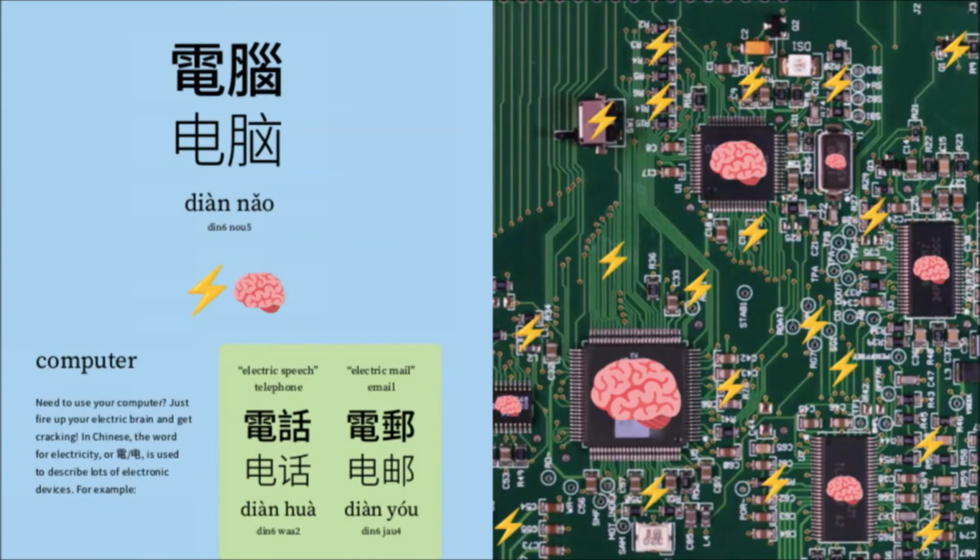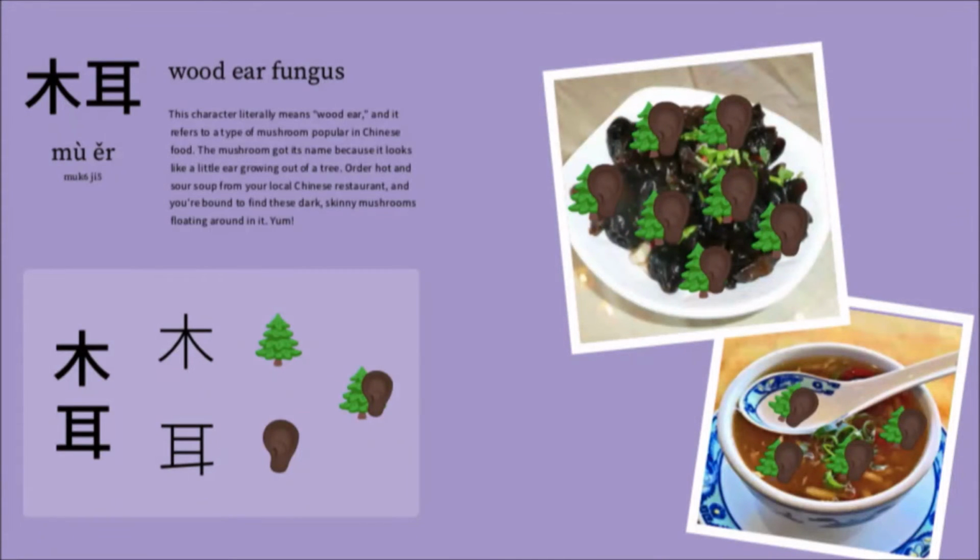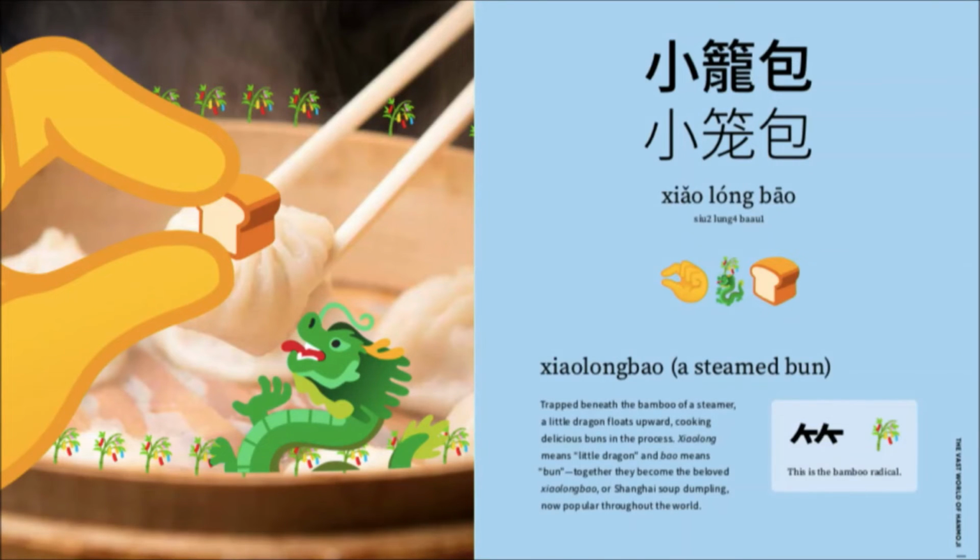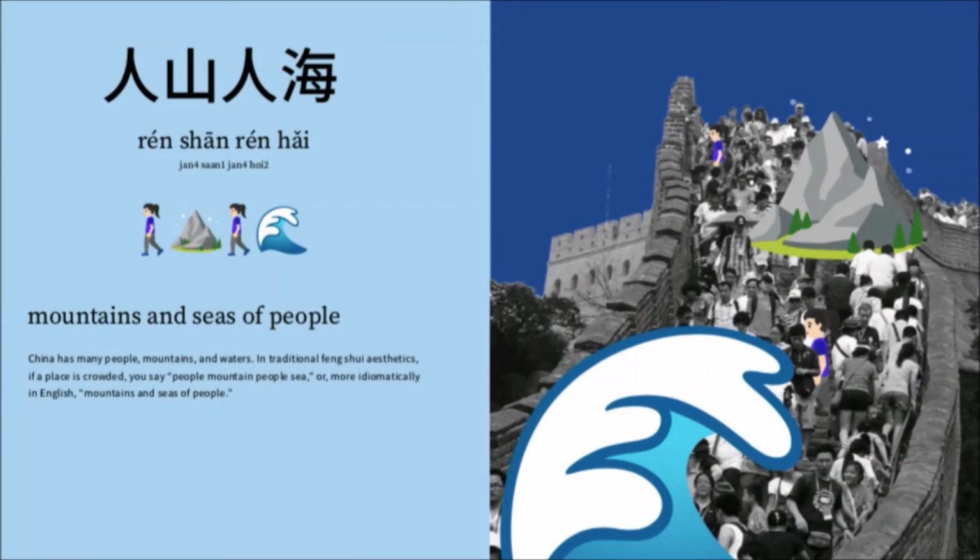We do some fun things teaching kids how to combine existing emoji for Chinese concepts. So in this case, it's dian now, which means electric brain, which means computer. This one is wood ear fungus, and it's a good thing that the ears can now be brown. This one is XLB, xiaolongbao soup dumplings, which is basically small, long, like a cage kind of thing, and then bao is a bready thing.